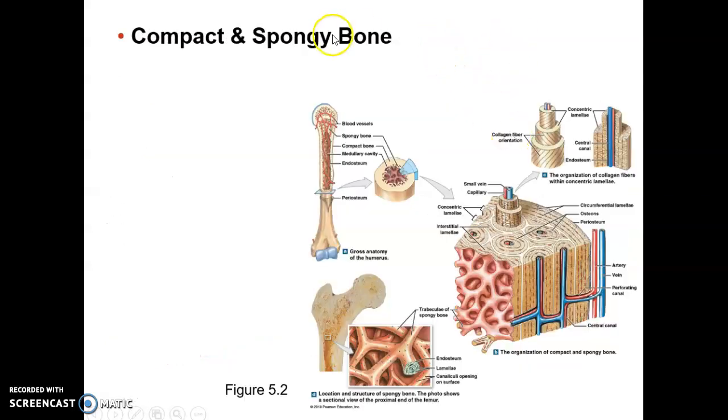Okay, let's compare and contrast compact bone and spongy bone. Compact bone is solid in appearance and very strong, and spongy bone is kind of porous, open in appearance, still relatively strong, but it is not soft like an actual sponge. It's only called spongy bone because it has these gaps and cavities within it, and superficially it looks kind of like a sponge.